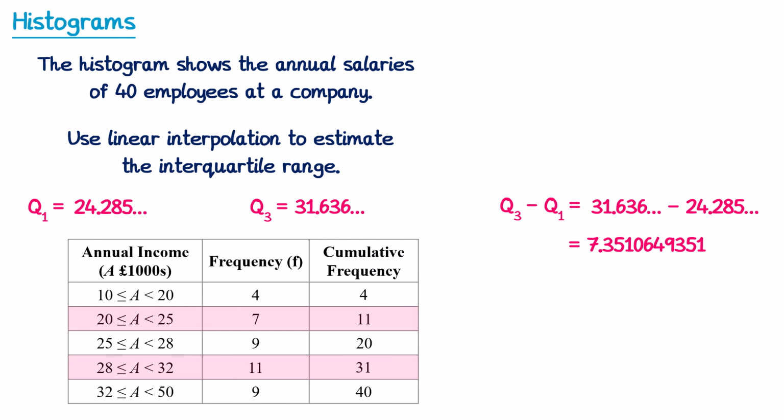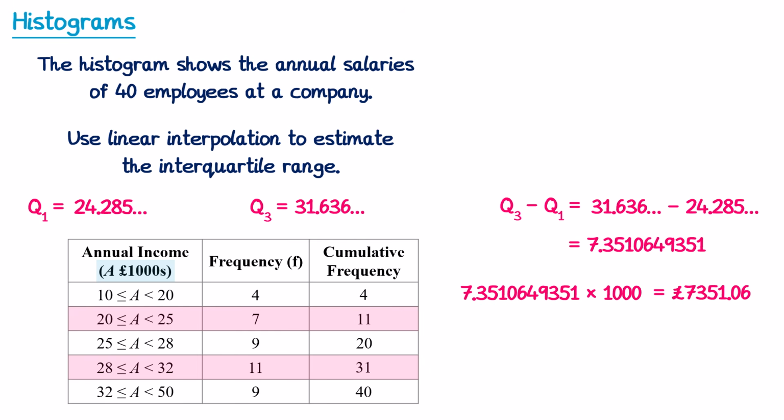7.351 and so on. Remember these values are in thousands of pounds though, so we need to multiply this by 1000. This number multiplied by 1000 gives you £7,351 and 6 pence if we round it to the nearest pence. So this question has shown that histograms can be combined with other A-level content.